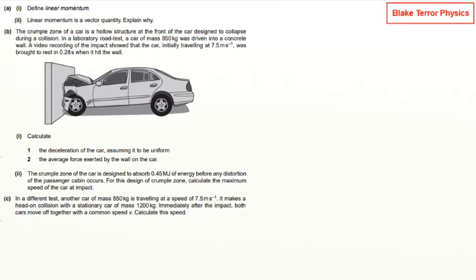Okay, so now on to some car crashes. We start off, define linear momentum. Linear momentum is equal to mass times velocity. The linear momentum is a vector quantity. Explain why. Velocity is a vector, so we can say that, and then we can say that a scalar multiplied by a vector, which is what we've got in our momentum calculation, is another vector. So that will do for those.